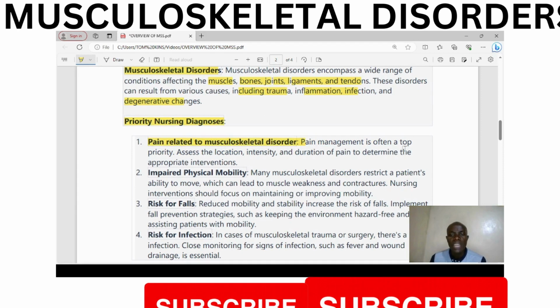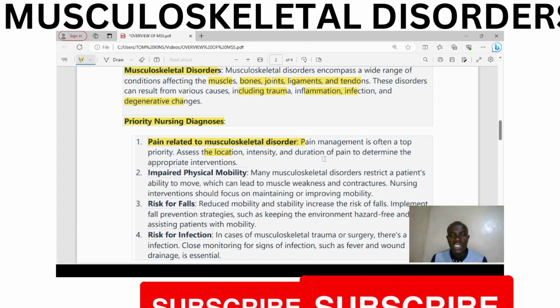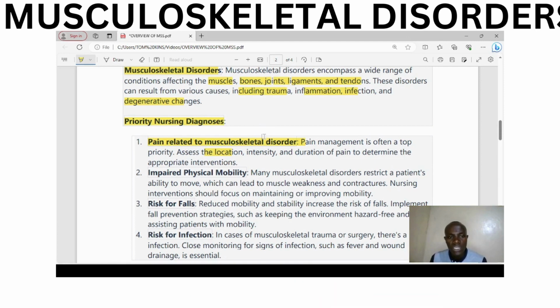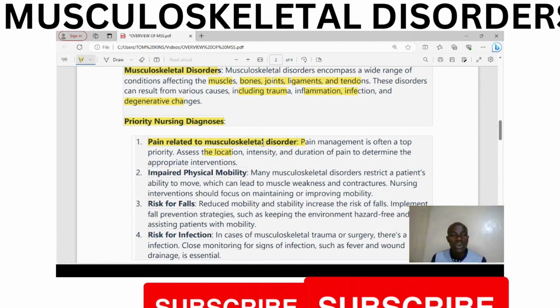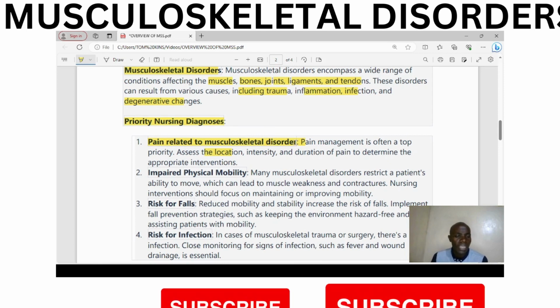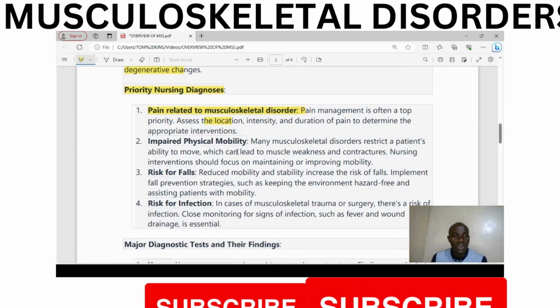Here, pain management is often a top priority to assess. You need to assess the location, the intensity, and the duration of the pain to determine the appropriate intervention. Remember, a link will be popping up on how to create or write a nursing diagnosis. And we insist on the three-part nursing diagnosis that we are going to be writing. So here is just the stem that you're going to have: acute pain related to musculoskeletal disorders.